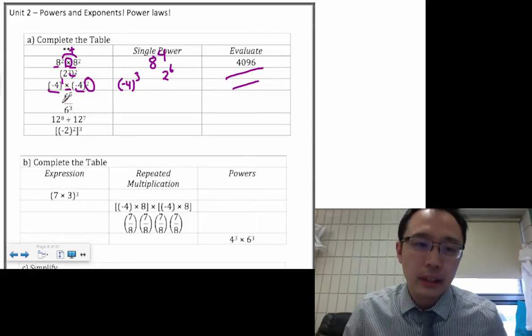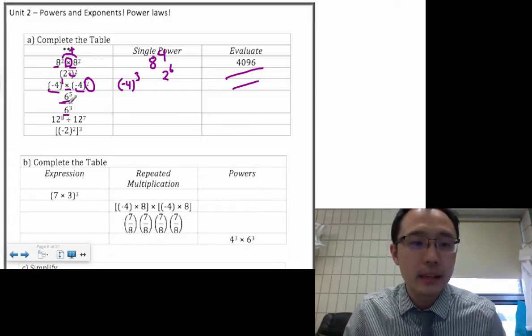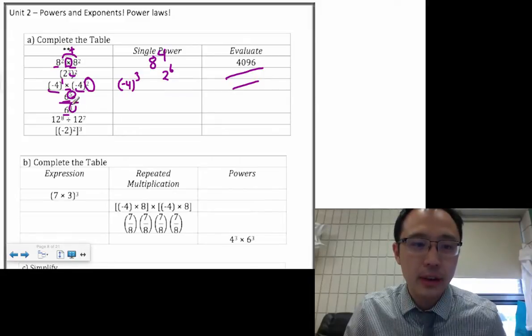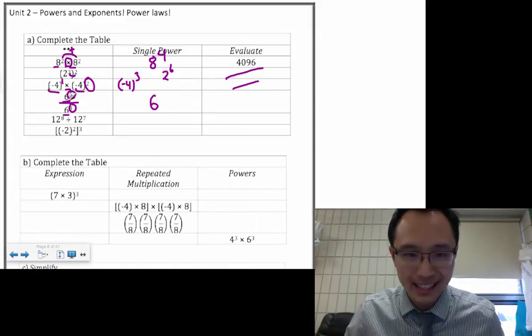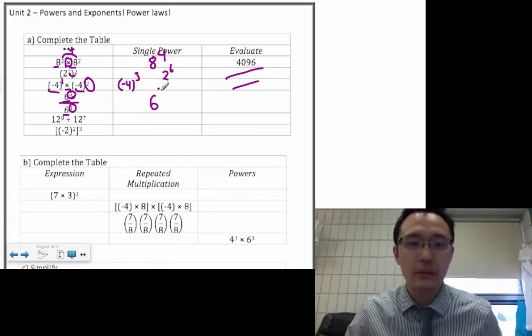Division now. This is the same base. 6, they're all the same base, but because they're dividing, instead of adding the exponents, I'm actually subtracting. So my base stays the same as 6. 5 subtract 3 is 2. Just like that.